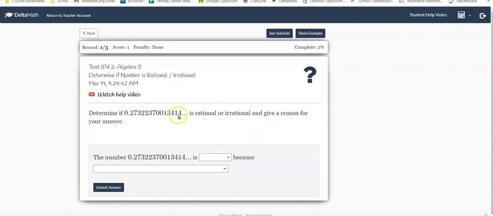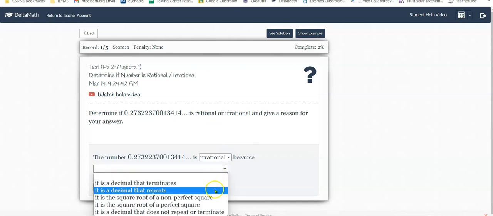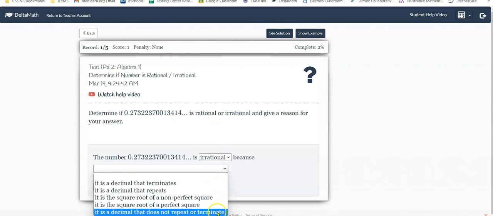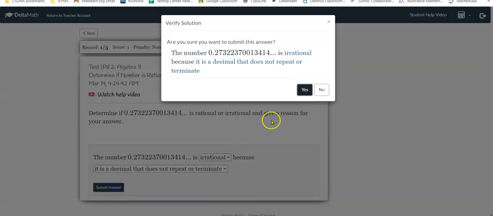Next problem, this one has 3 dots at the end, so that means it is non-terminating. That means it never ends. So it can be an irrational number. Let's check the second requirement. You have to have no pattern. So 2, 7, 3, 2, 2, 3, 7, 0, 0. Nope, there is no pattern. So this is irrational because it is a decimal that does not repeat and it does not terminate.